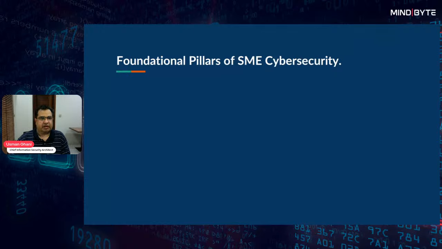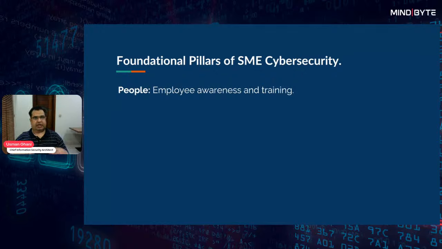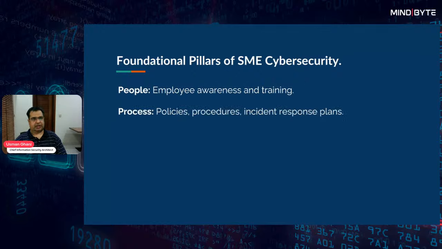But first of all, we're going to talk about the foundational pillars of SME cybersecurity. Basically, there are three of them. The people. People are, in your organization, one of the key pillars in keeping your organization secure, and they can be trained using awareness and training programs. The second one is to have processes in place, which includes policies, procedures, and incident response plans.